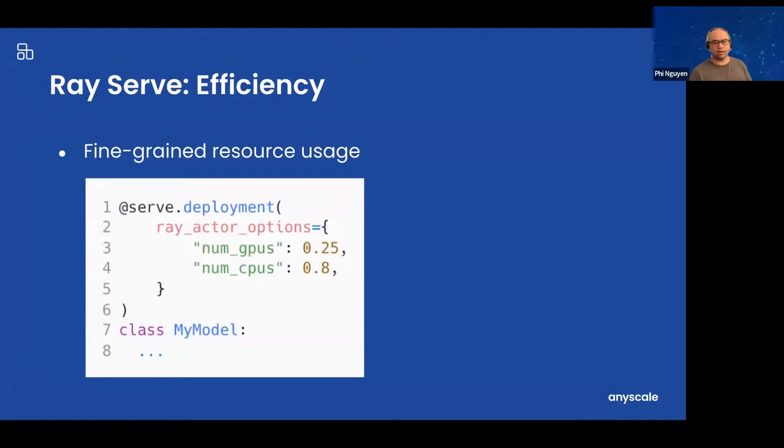Another very interesting property of Ray Serve is that you can allocate fractional, very fine-grained resource usage for your serve deployment. In this case, we are saying that I want to allocate 0.25 GPU and 0.8 CPU for that serve deployment. That will allow you to make better use of your resources and maybe bin pack all those different deployments onto the same GPU host, for example. Let's say you have sparse usage of your different models. Instead of using one model deployment on one GPU host, you can allocate more serve deployments on the same host. So very efficient and fine-grained control of those deployments.